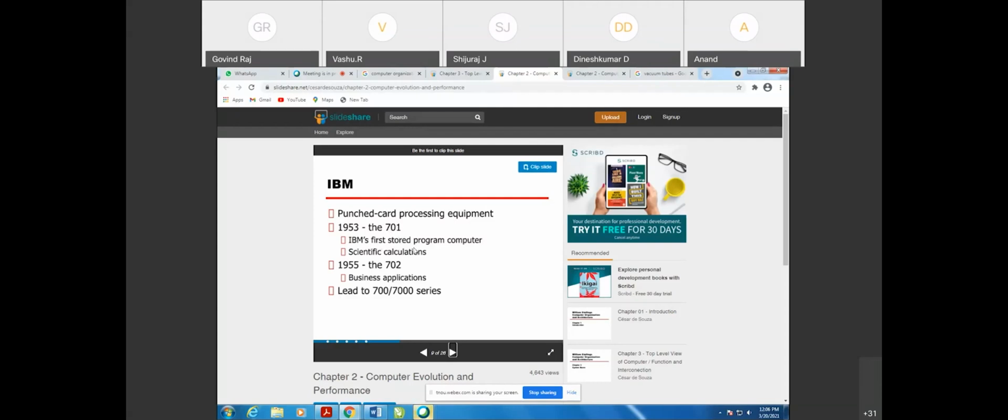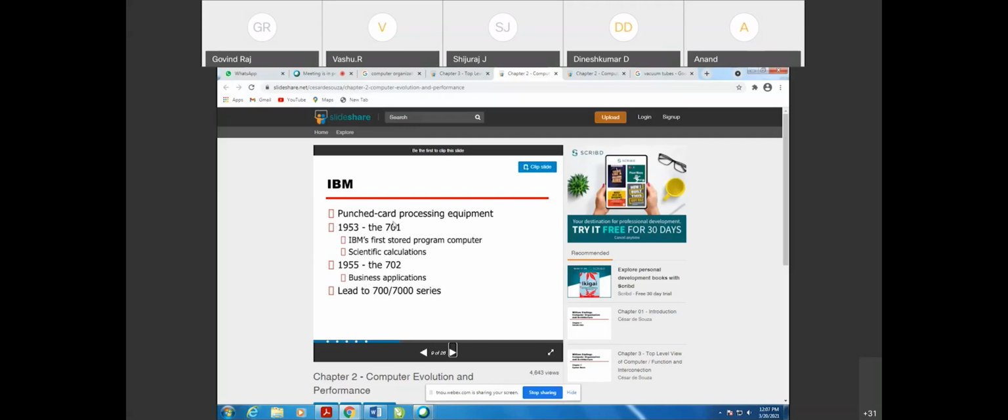And that is where the first stored program computer was introduced. So scientific calculation like arithmetic and logic processing were all introduced in this. So in 1955, they introduced a computer called 702, the same IBM, that is International Business Machines. They introduced 702 and they started using it for business applications.